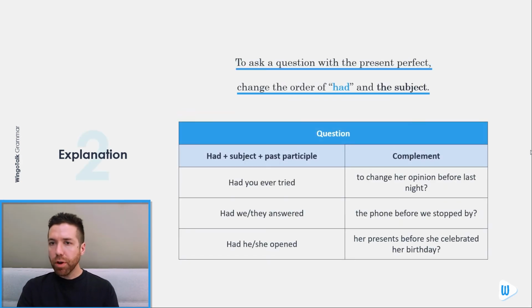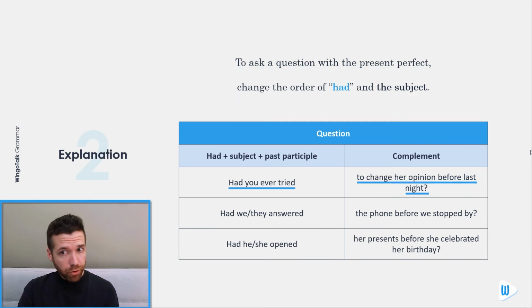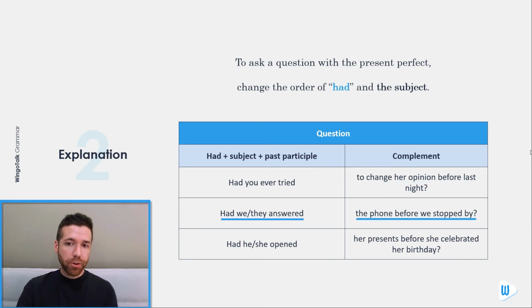To ask a question with the past perfect, change the order of had and the subject. Have you ever tried to change her opinion before last night? Had we answered the phone before we stopped by?